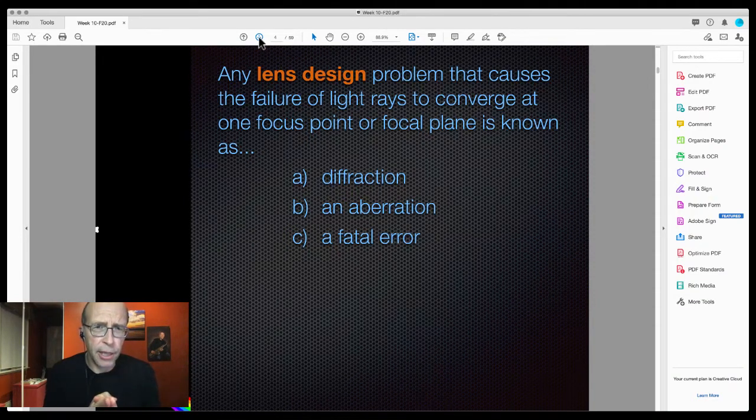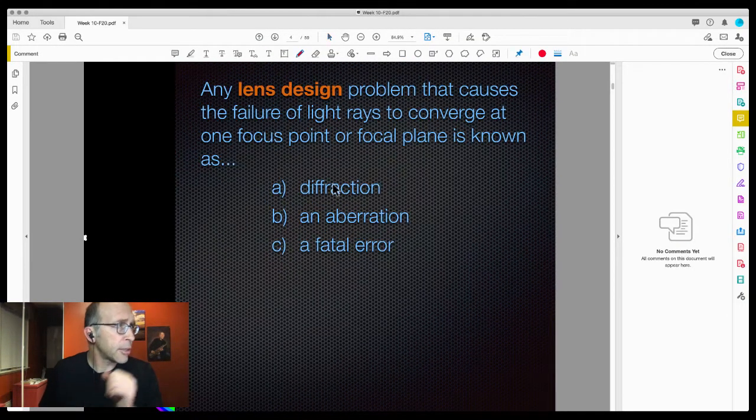Any lens design, and notice I put lens design in a different color. Any lens design problem that causes the failure of light rays to converge at one focus point or focal plane is known as A, diffraction, B, aberration, or C, a fatal error. What's the correct answer? The correct answer is, whenever we're talking about lens design, then we're talking about an aberration.